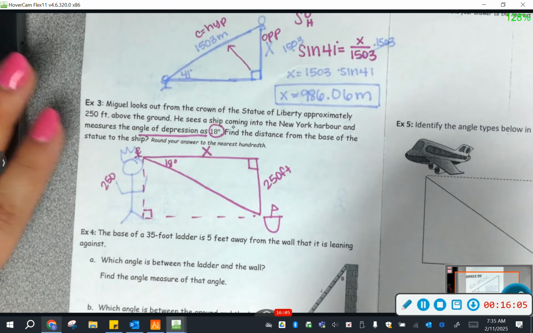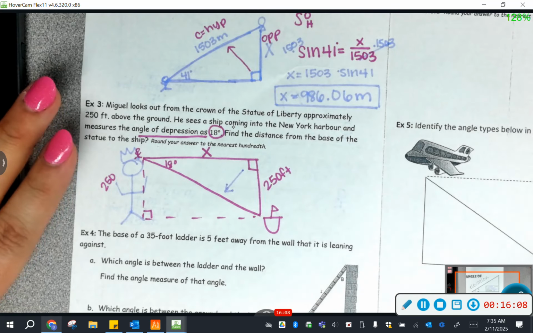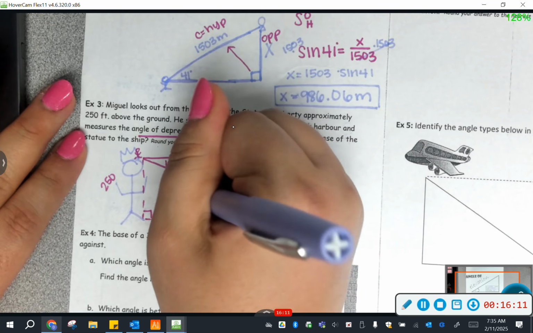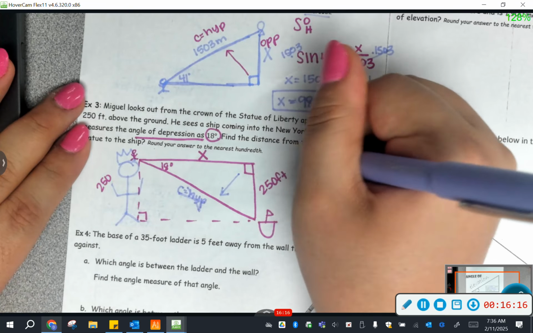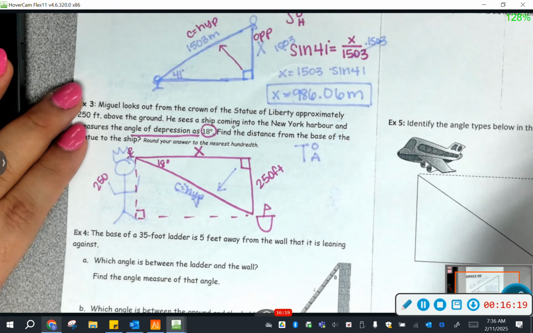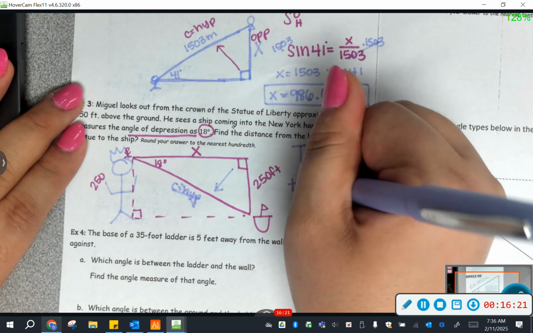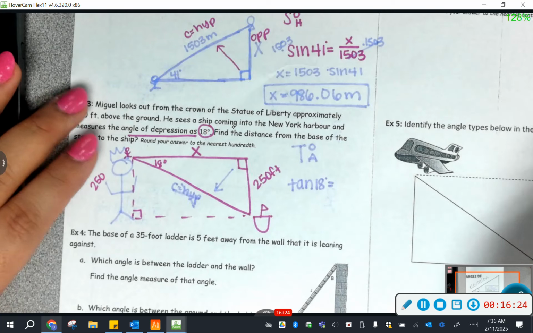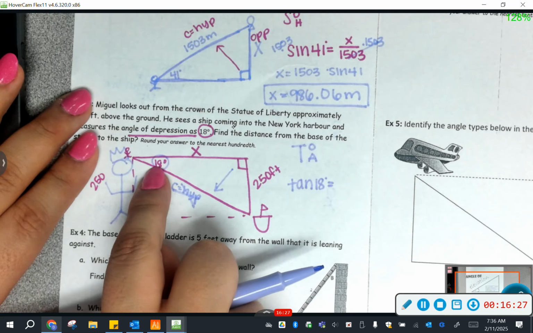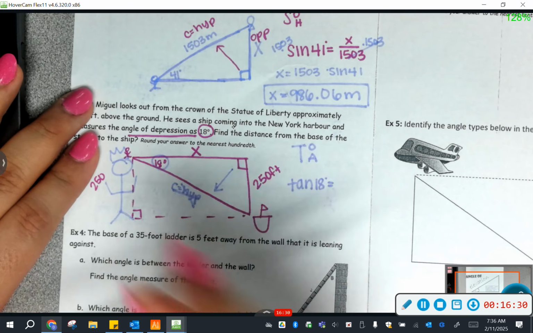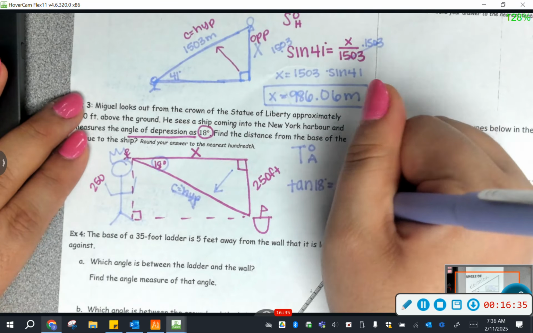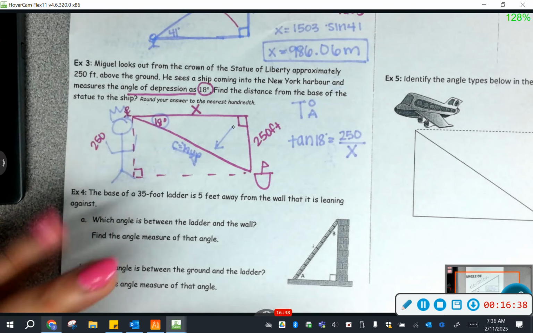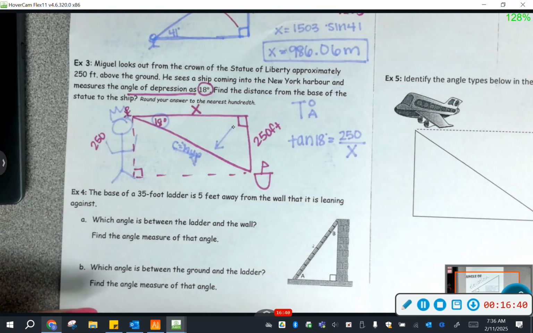Alright, what do I have here? Or what do I do first? I have my hypotenuse. Do I have my hypotenuse? No. When we don't have the hypotenuse, what are we doing? Tan or TOA. So this is going to be the tan of 18 degrees is, what is opposite the 18? 250. What's adjacent to the 18? X. And again, y'all agree drawing the picture is the hardest part? Yeah. Once we draw the picture, we can just go.